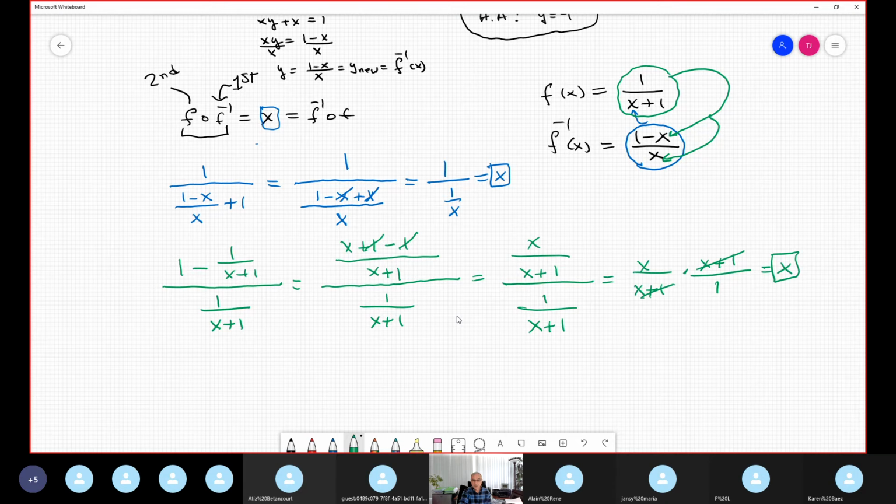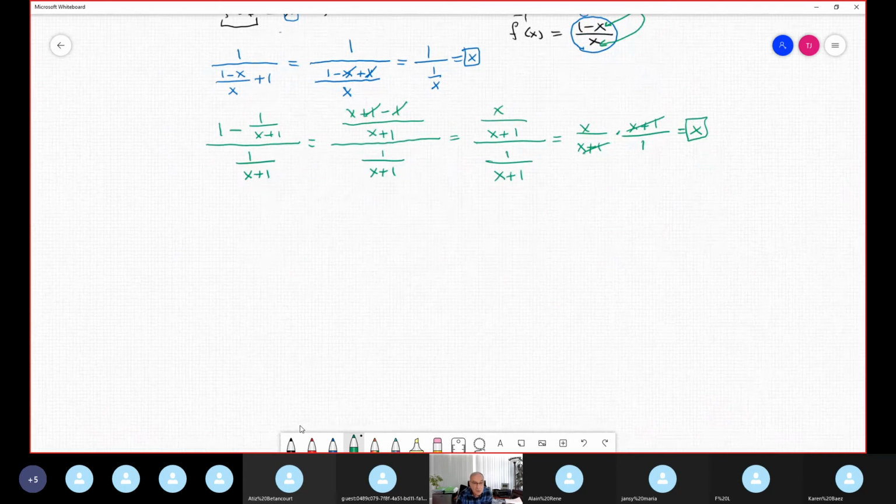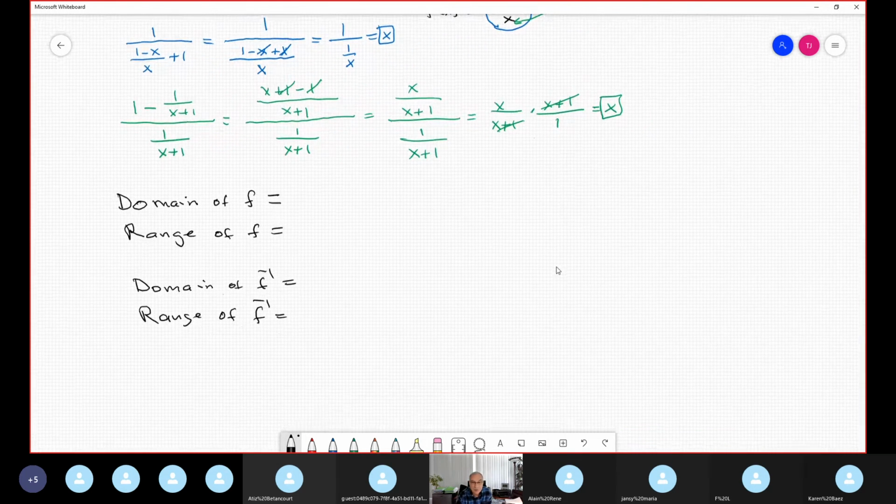Let me try now to find the domain and range, and after we see the graph in Desmos. Okay, domain of F. Range of F. Domain of inverse and range of inverse. Okay, to determine that, I want to see one more time the graph that we did by hand.